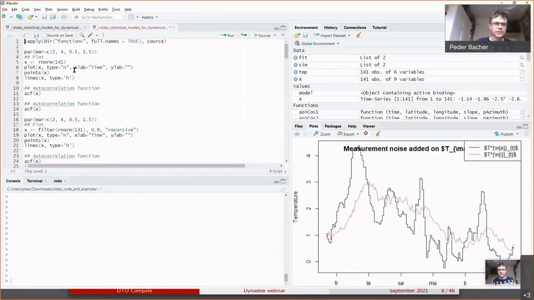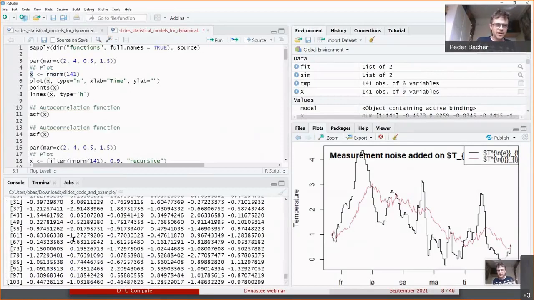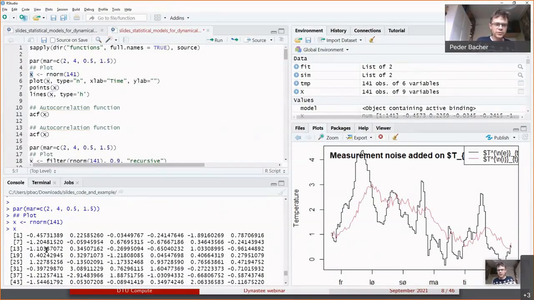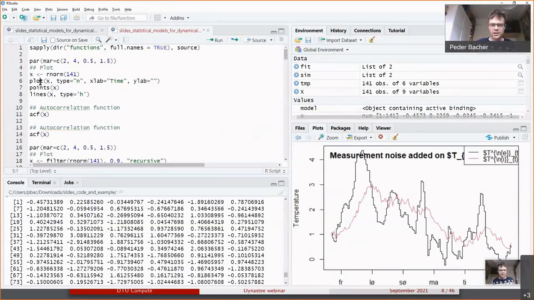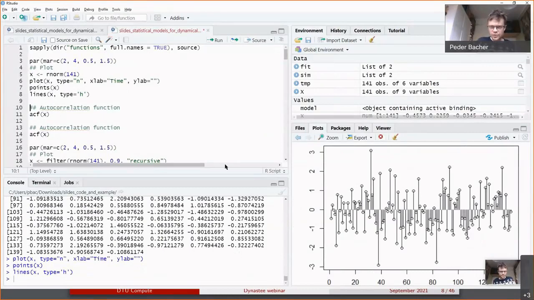Let's just go and do this. Actually, you can do it here. Now I just open R and RStudio. It's just an editor for R, so we can generate some randomly distributed values. 141 random values, independent of each other, normally distributed. So we can plot that over time, and we can see here we just get some noise basically.